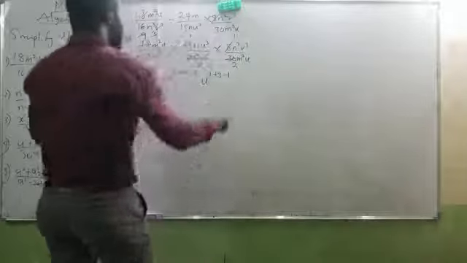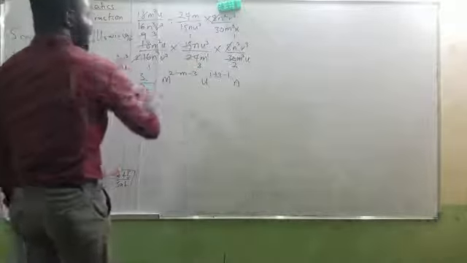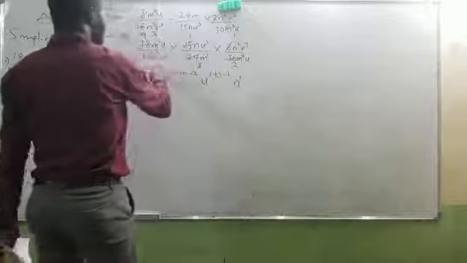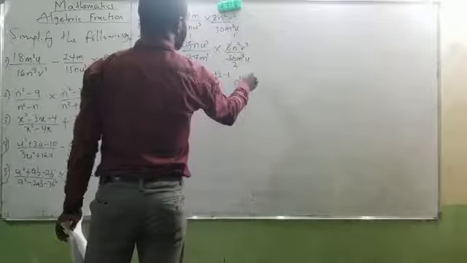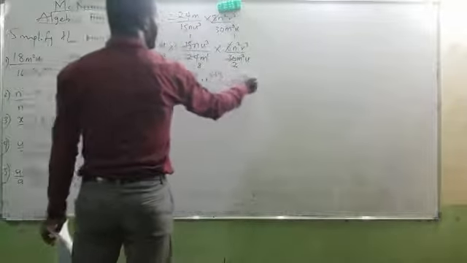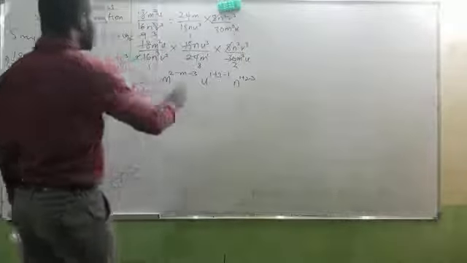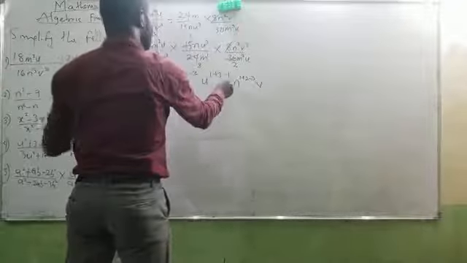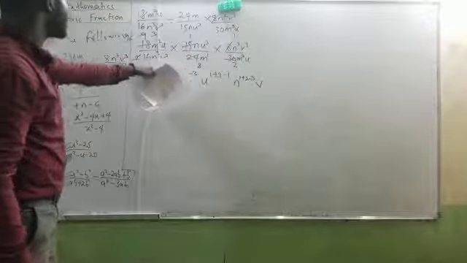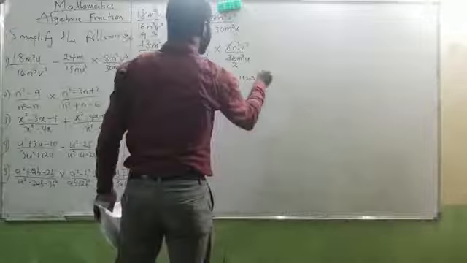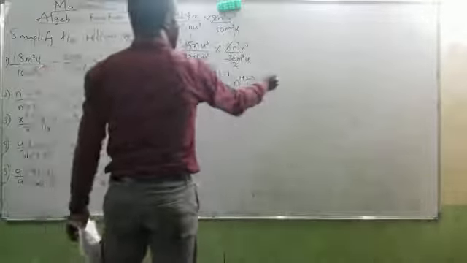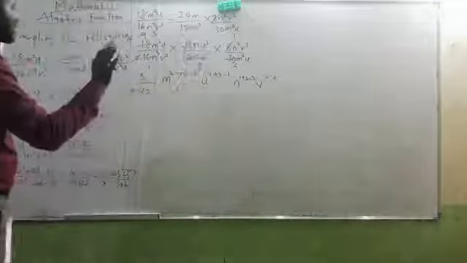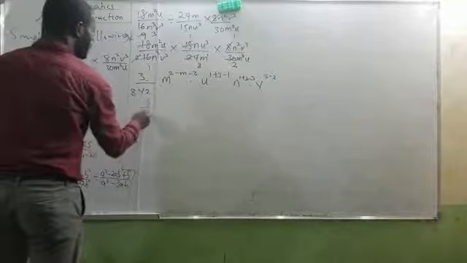I'll move on to n. Now I'm working on indices at this point. Now I have n, and plus 2, because it's up, minus 3, any other form of n, no. Now let me move on to v. These are multiplication. For v, I have v cubed up, minus 2, any other form of v, no.